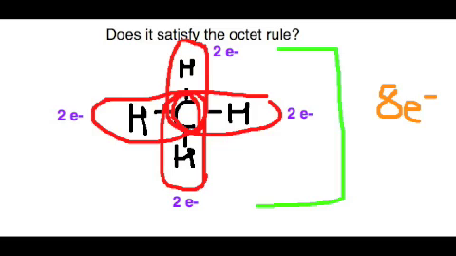Hydrogen only needs 2 electrons to satisfy the octet rule. Every other element needs 8 electrons to satisfy the octet rule. In this case, we see that hydrogen is satisfied, and if you look at carbon, it's bonded to 4 elements. Each have 2 electrons, so that's a total of 8.